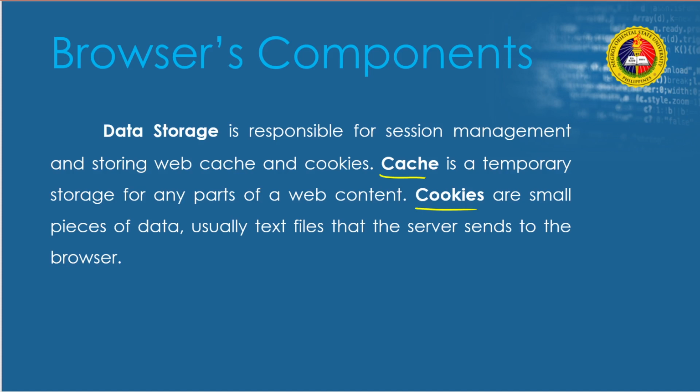Let's talk about cache. This cache is spelled C-A-C-H-E. Cache is a temporary storage for any parts of a web content. For example, let me give you a very good example of what cache is.